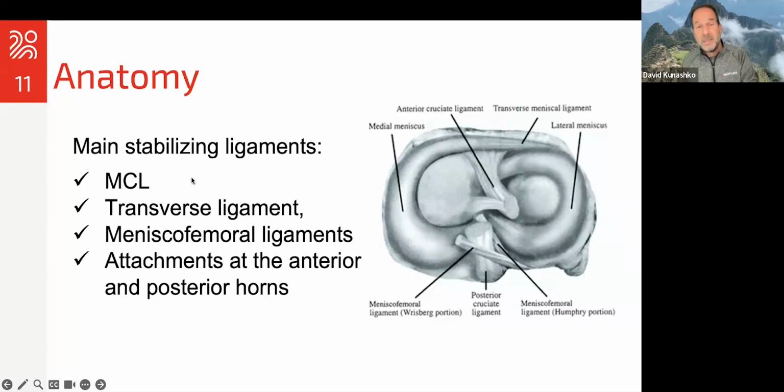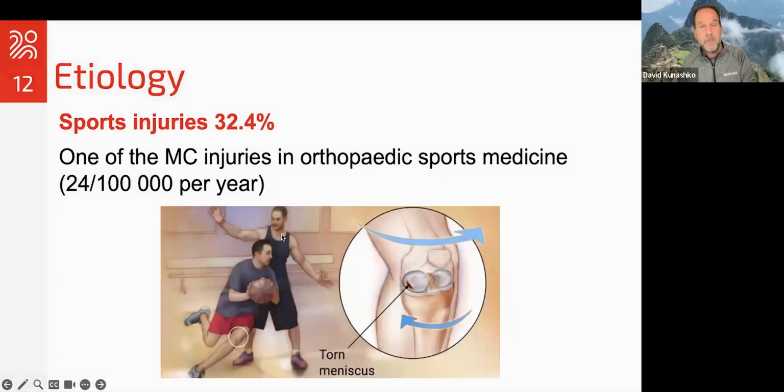So it's stabilized by the MCL, a transverse ligament, meniscofemoral ligaments, as well as direct attachments of the horns, which are the ends of the menisci, directly to the tibial plateau itself.